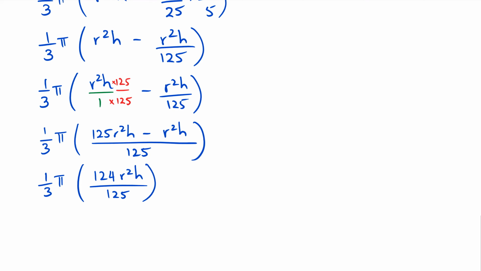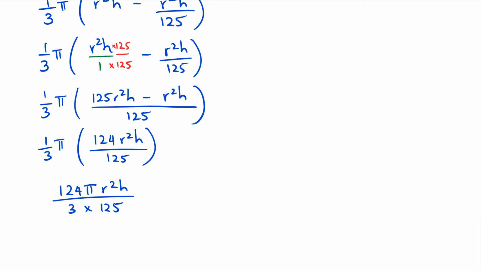Now we can get rid of the brackets, and we can rewrite this as 1 pi times 124. That's just going to be 124 pi r squared h divided by 3 times 125. Now, the reason I haven't done 3 times 125 is because I can simplify 124 divided by 3. I can simplify that as 41, which means my final answer here is going to be 41 pi r squared h over 125.